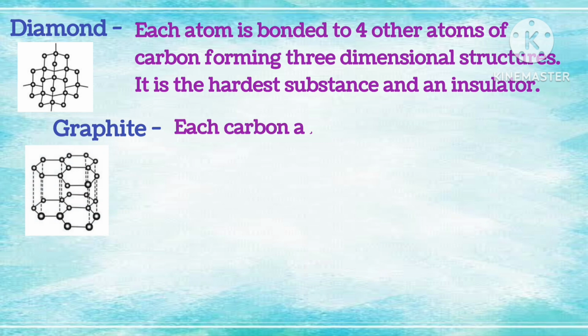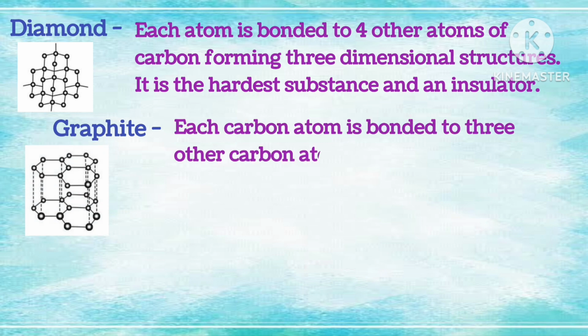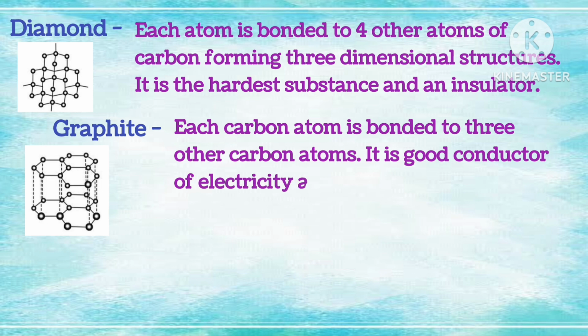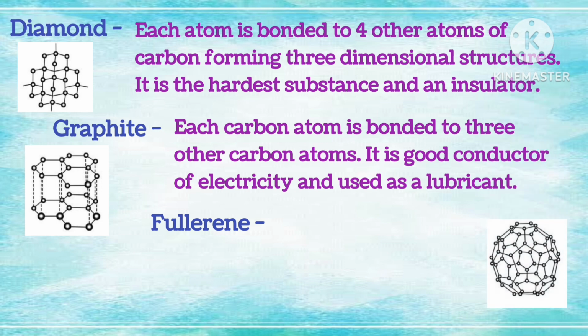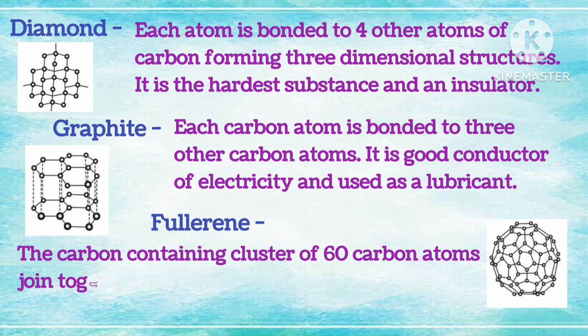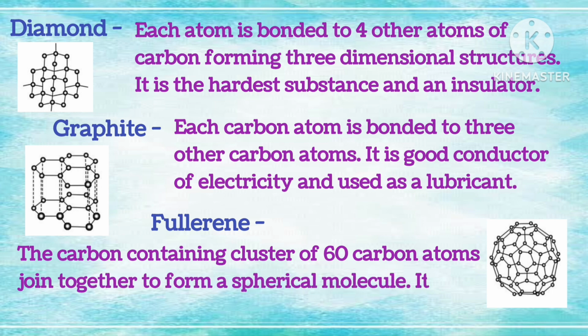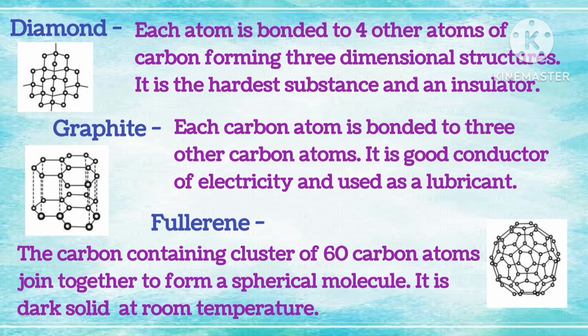Graphite. Each carbon atom is bonded to three other carbon atoms. It is a good conductor of electricity and used as a lubricant. Fullerene. The carbon containing cluster of 60 carbon atoms joined together to form a spherical molecule. It is a dark solid at room temperature.